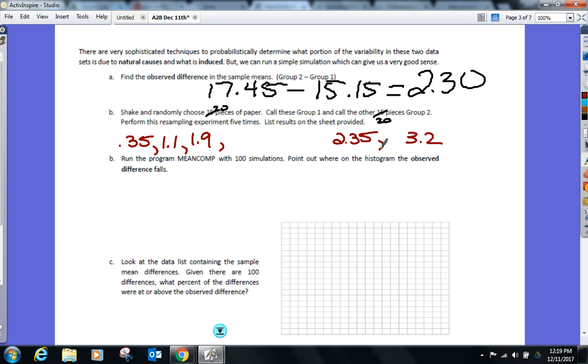But as it looks right now, is my 2.3 out of the ordinary that I found? Is it out of the ordinary? Does it seem unusual at all? Not right now. All right, let's see what happens when we do it 100 times now.